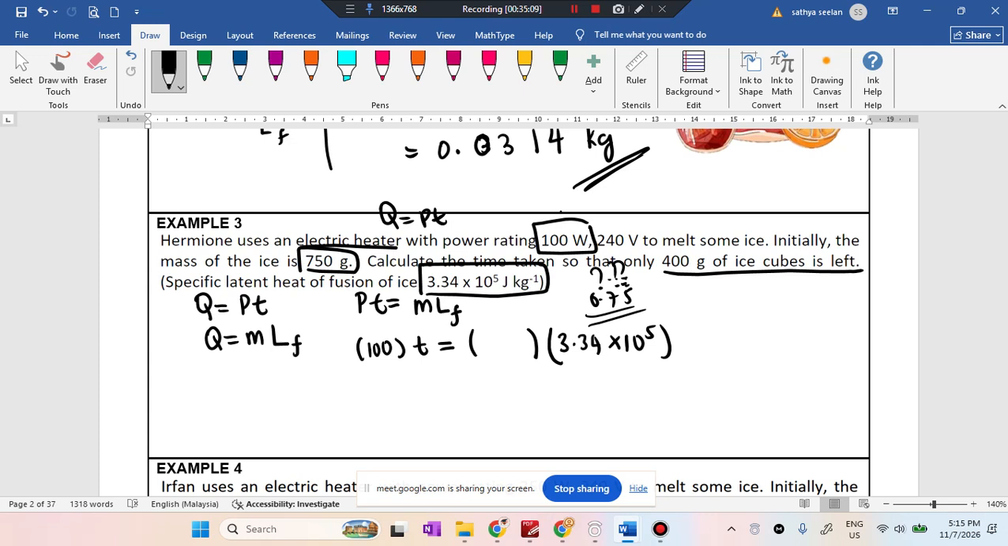Why? Baru kita tahu mass of ice yang telah lebur. Kita guna formula ni untuk calculate perkara yang sudah lebur, bukan perkara yang tinggal. Betul tak? Dia nak 400 gram tinggal. Kita tak nak yang ni. 750 minus 400 kena tinggal. So, maksudnya 350 gram kena lebur. Which is 0.35. Careful with the questions. Nampak? Slowly the question get increased difficulty. It's not difficult at all if you are careful enough. Okay?